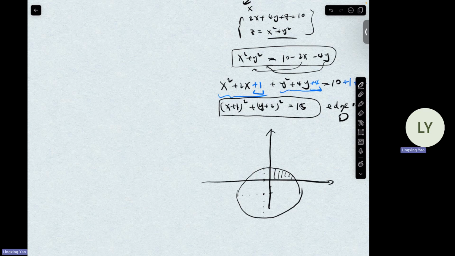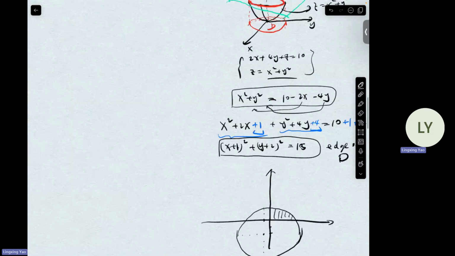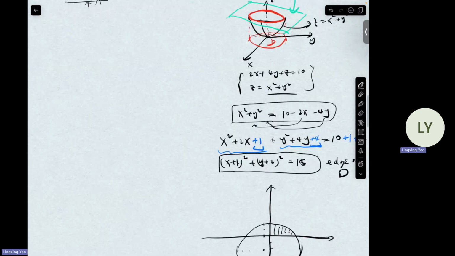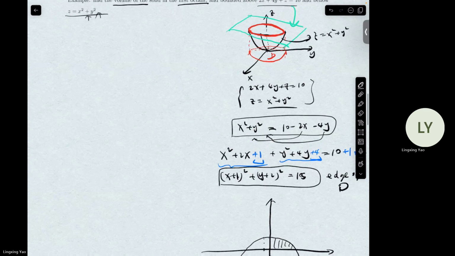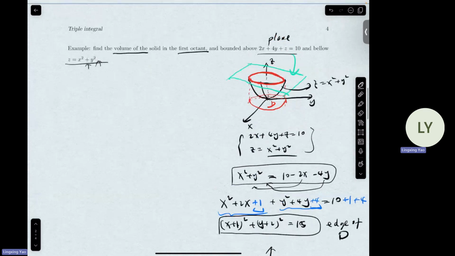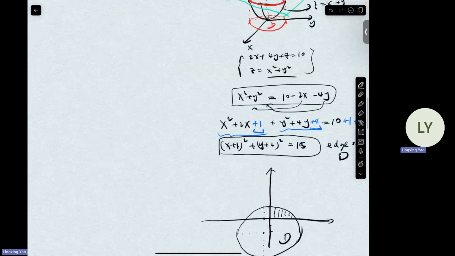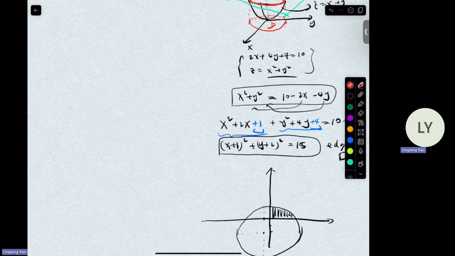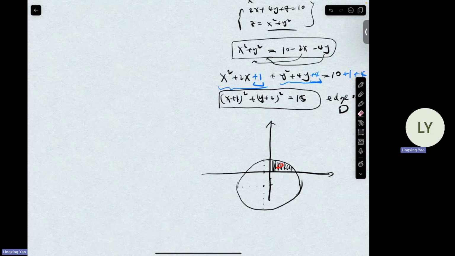Okay, so this is the projection of the whole thing plotted here. So this is a D, right? But there is a restriction. The restriction is we only consider it in the first octant. So this is the part that we need to consider. So that is not the actual D. The real D we are interested in is over here. So how do we find this D region? Well, it's not so difficult after we have this diagram.